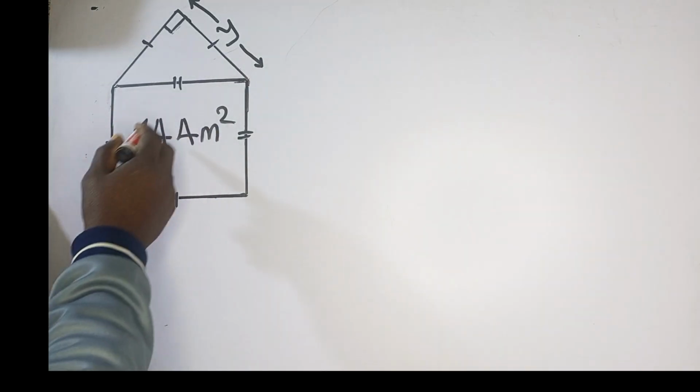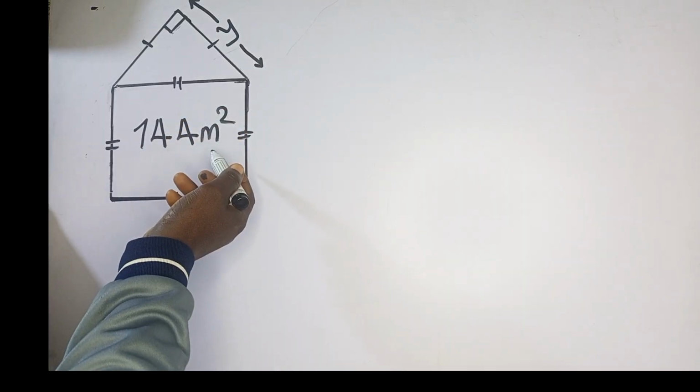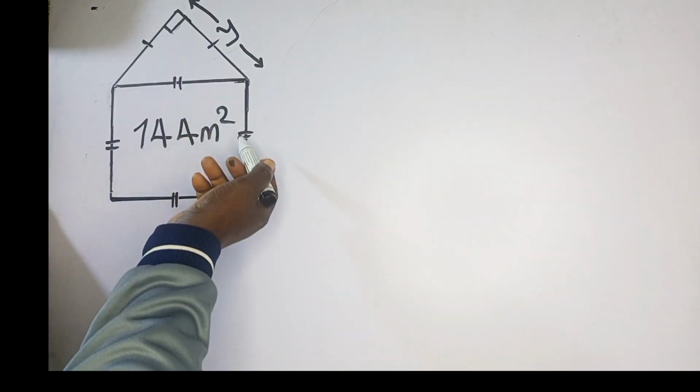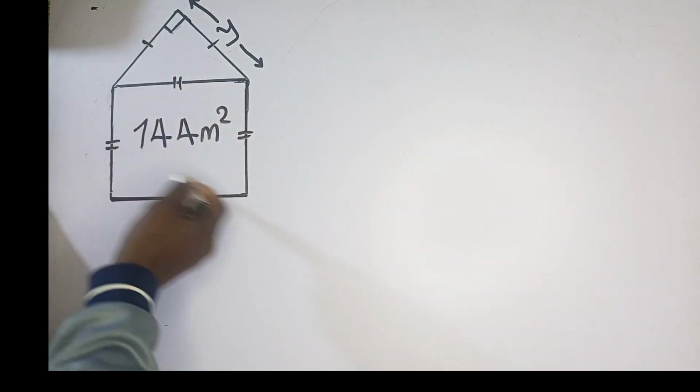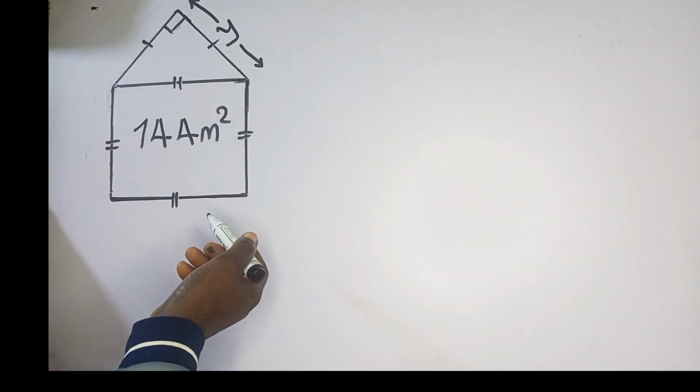This information here, we have 144 meters squared. All right, when the unit is to the power 2 or squared, it talks of the area. So the area of this square is 144 meters squared.